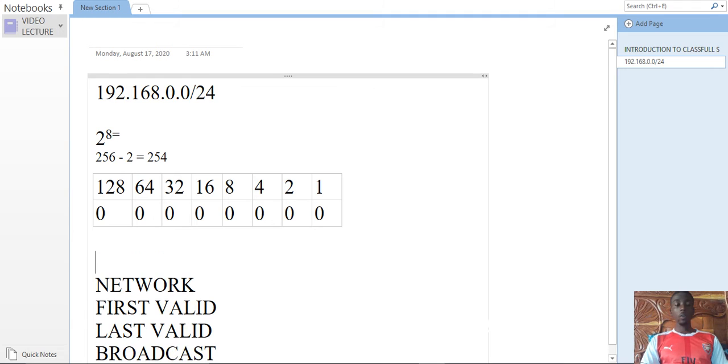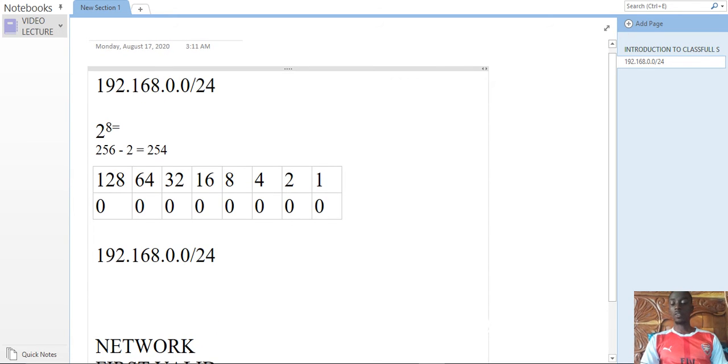Okay, so what is the network address? The network address obviously is always going to be the first IP address that you're given. So that is this address, the network. Your network address is already here. The network address is 192.168.0.0. That is always going to be your network address.